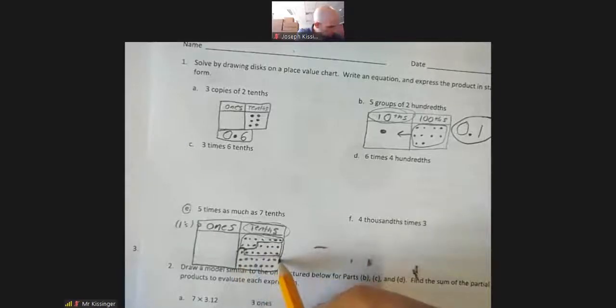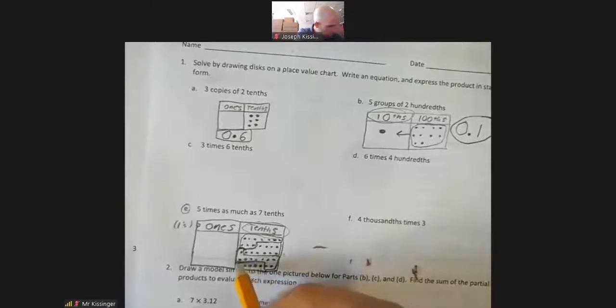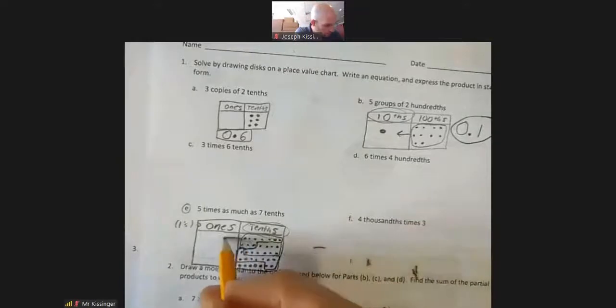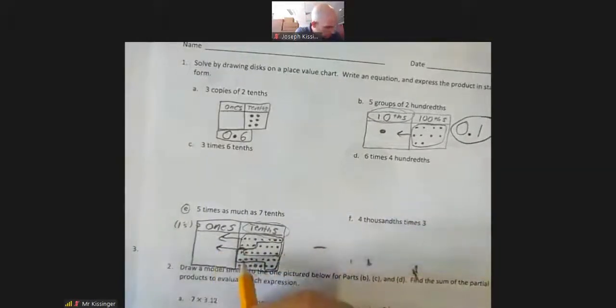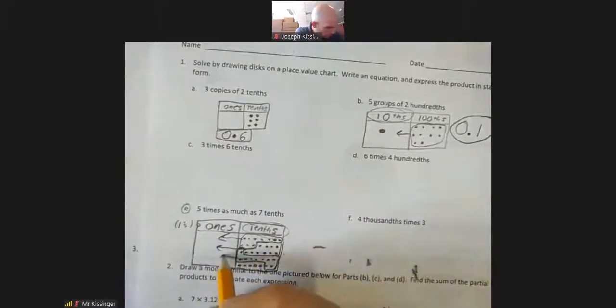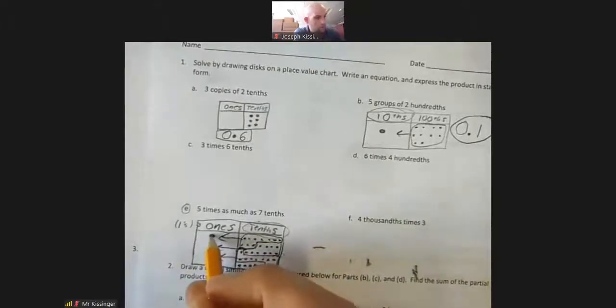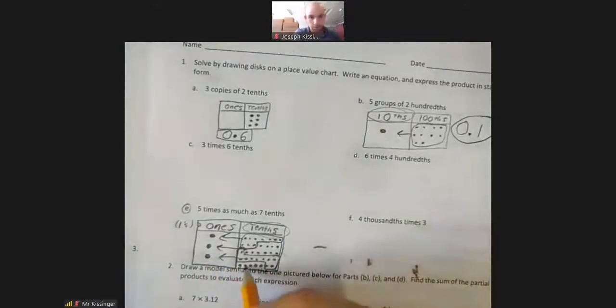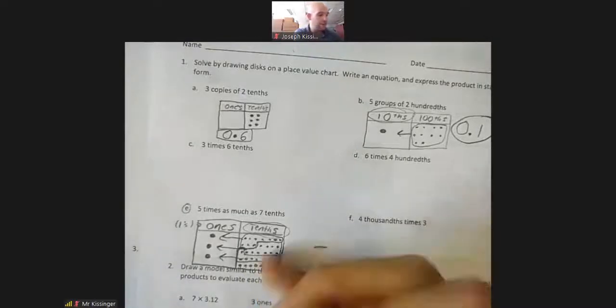So we have 3 tenths that we're bringing over. 1, 2, 3. They're going to become 10 tenths, or 3 groups of 10 tenths, so it's going to be 1 each. So that makes 3 ones. And then we have 1, 2, 3, 4, 5 left over. So we have 5 tenths.